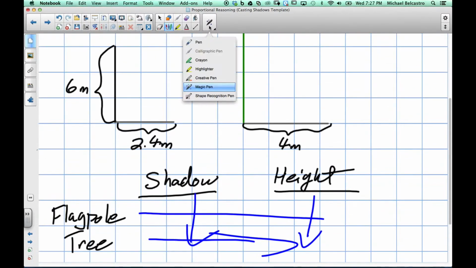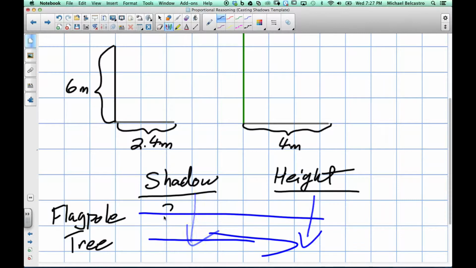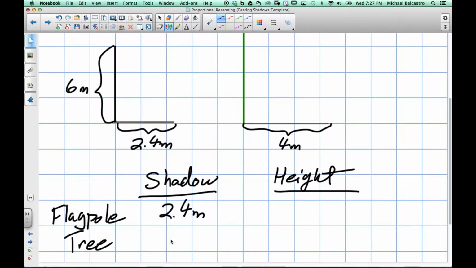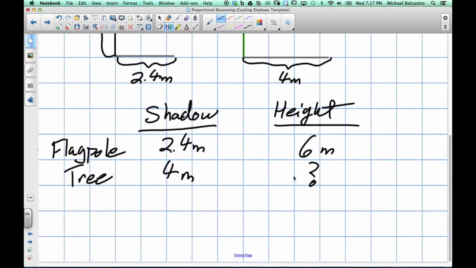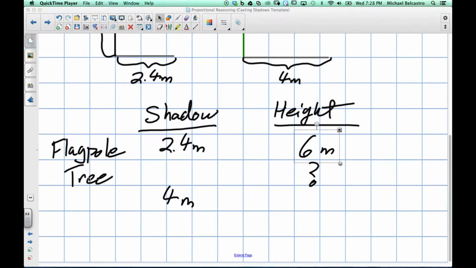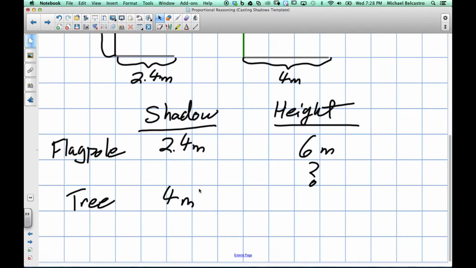So our flagpole's shadow was 2.4 meters in length, and the tree's shadow was 4 meters in length. The height of the flagpole was 6 meters, and the height of the tree is our unknown. So we have our unknown. Now we want to build a unit rate. So what I'm going to do here is I'm going to pull this down, so move our tree and this down so we can build our unit rate in between.